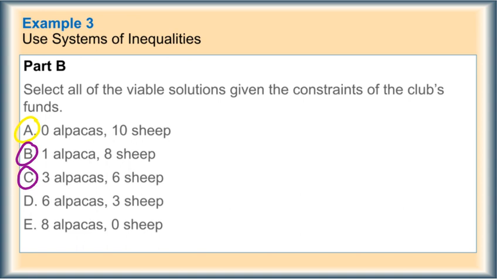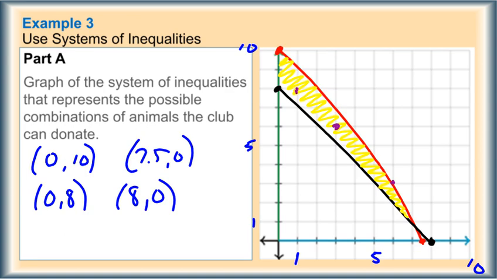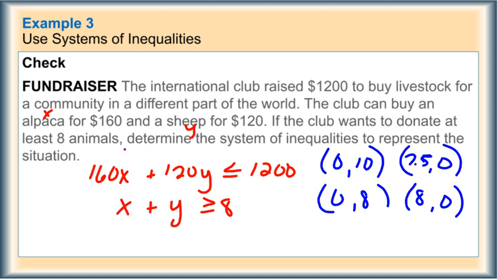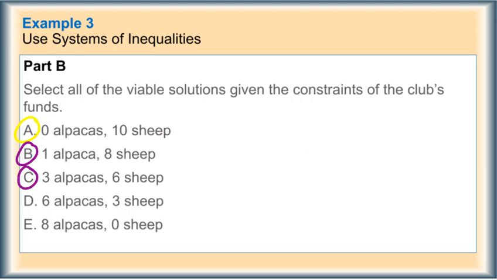6, 3. Let me go back to that. So 6 and then 3. Since I have a little bow, this one would not, because technically this line goes down like here. So no, 6, 3 would not be in there. If you're unsure whether it would work or not, you could put a 6 here and a 3 here. 160 times 6 plus 120 times 3 would give us 1,320, which is more than 1,200. So that one will not work.